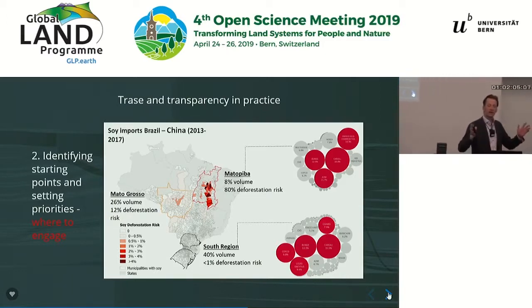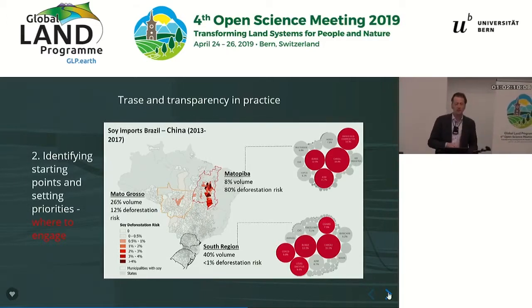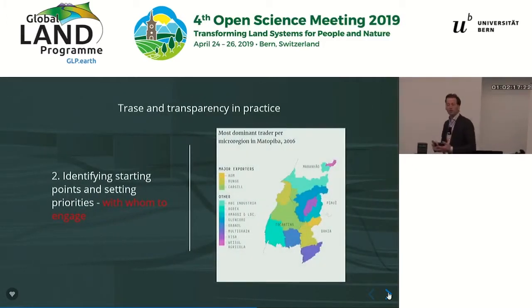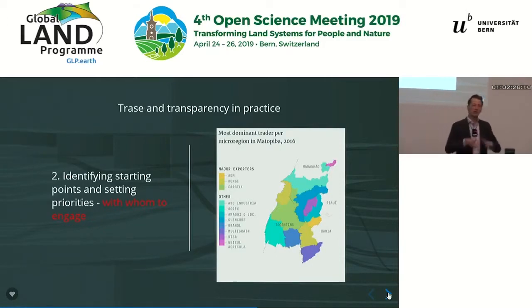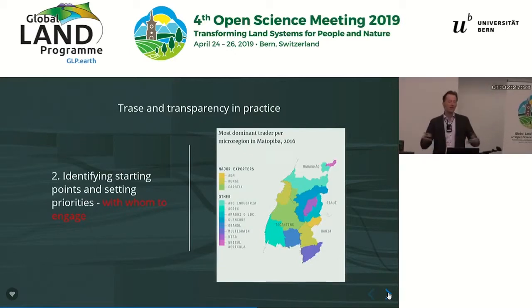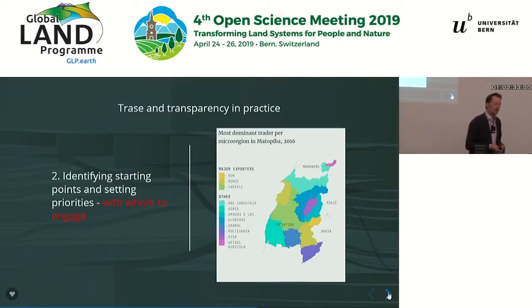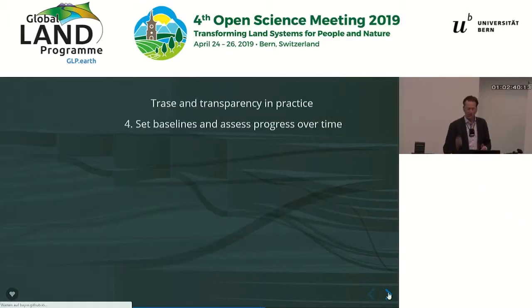So you've got a really powerful entry point to say to Chinese buyers, if you're interested in trying to reduce the risks associated with your supply chains, go to Matopiba. Start talking with people there. And that then gives you an entry point to understand with whom to talk. So here's Matopiba, and you can take away a spatial map and replace it with a map of actors. Who is essentially not so much owning, but who has the most agency to drive change in different places? And here you can see that different companies dominate the sourcing in different places. So it's there and with them that you need to be engaging first.